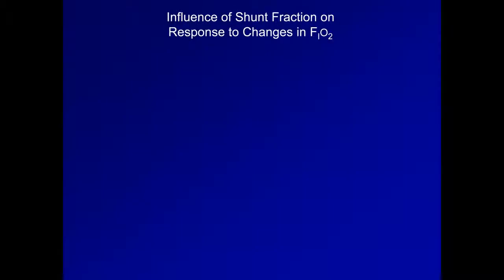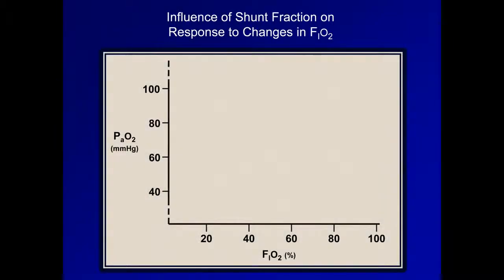So what exactly is the influence of the shunt fraction on response to changes in the fractional concentration of oxygen in inspired air? Here is a graph of arterial oxygen tension as a function of FiO2. When 10% of the cardiac output participates in a right-to-left shunt that bypasses gas exchange, here is the relationship that is observed. A normal PaO2 of 100 can be achieved with only modest amounts of supplemental oxygen.